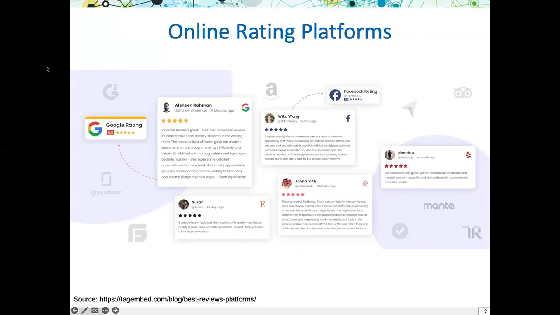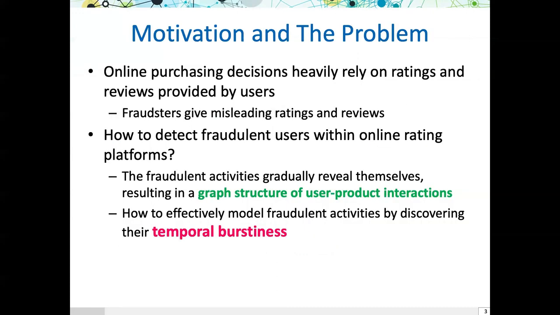Recently, there has been a growing popularity of e-commerce platforms like Amazon and Yelp, where users could browse or shop for products online. Unlike traditional offline stores, the users on these platforms make their purchasing decisions heavily relying on the ratings or reviews provided by other users. However, there are many fraudsters who like to give misleading ratings or reviews to intentionally manipulate the quality of these products. Therefore, an important research question is how to detect those fraudulent users within the online rating platforms.